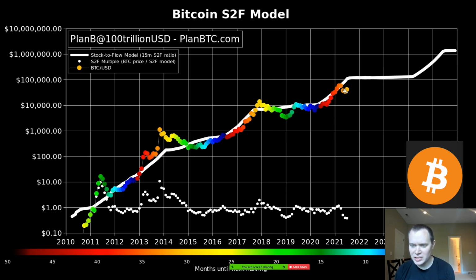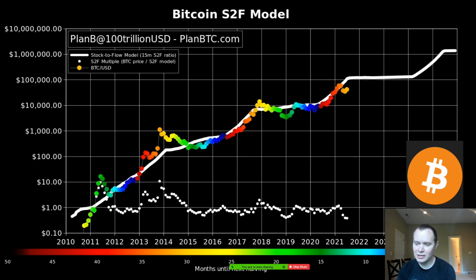And we've only just now fallen a little bit below it. But looking at other cycles, this is not really that uncommon. It's not like you expect it to be exactly on the line for the entirety of the cycle. There's going to be some deviations from it, right?